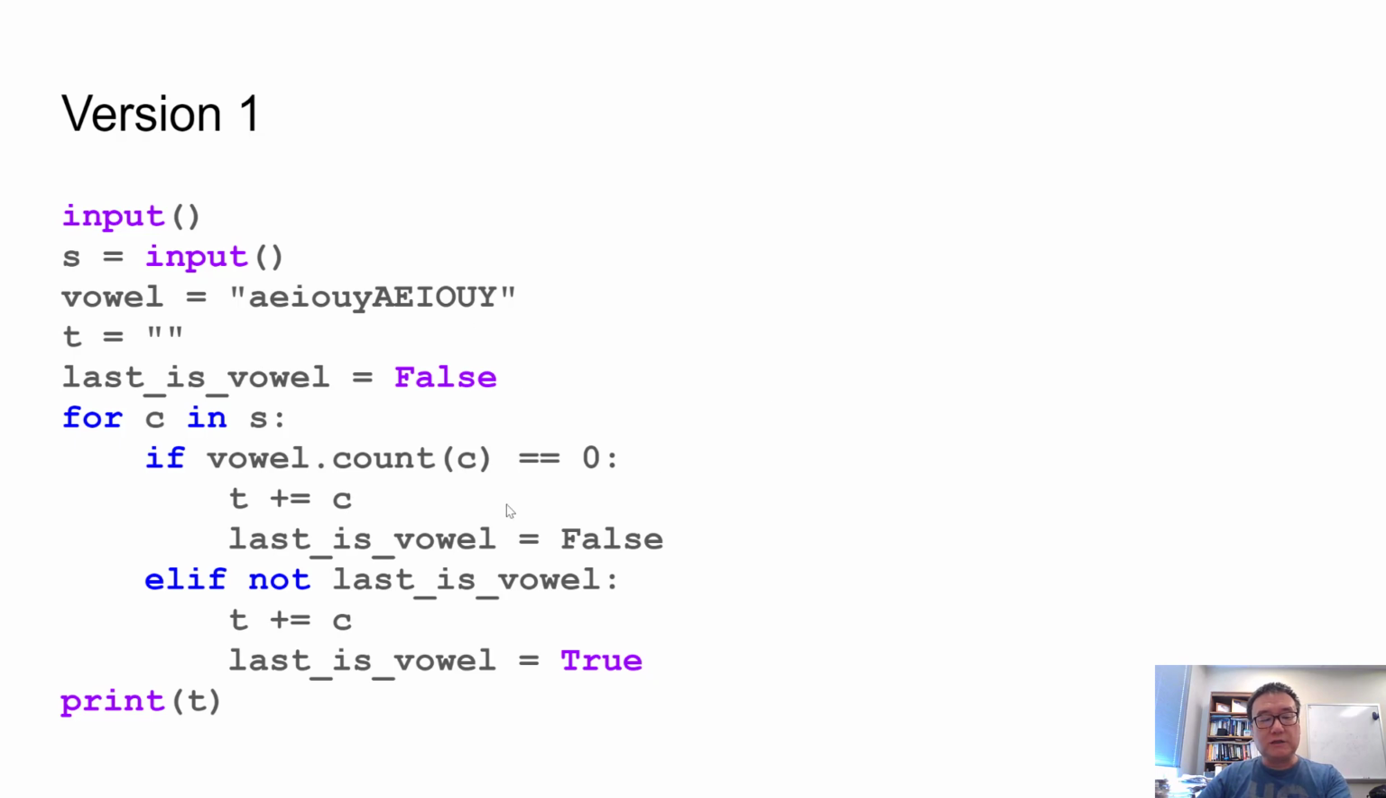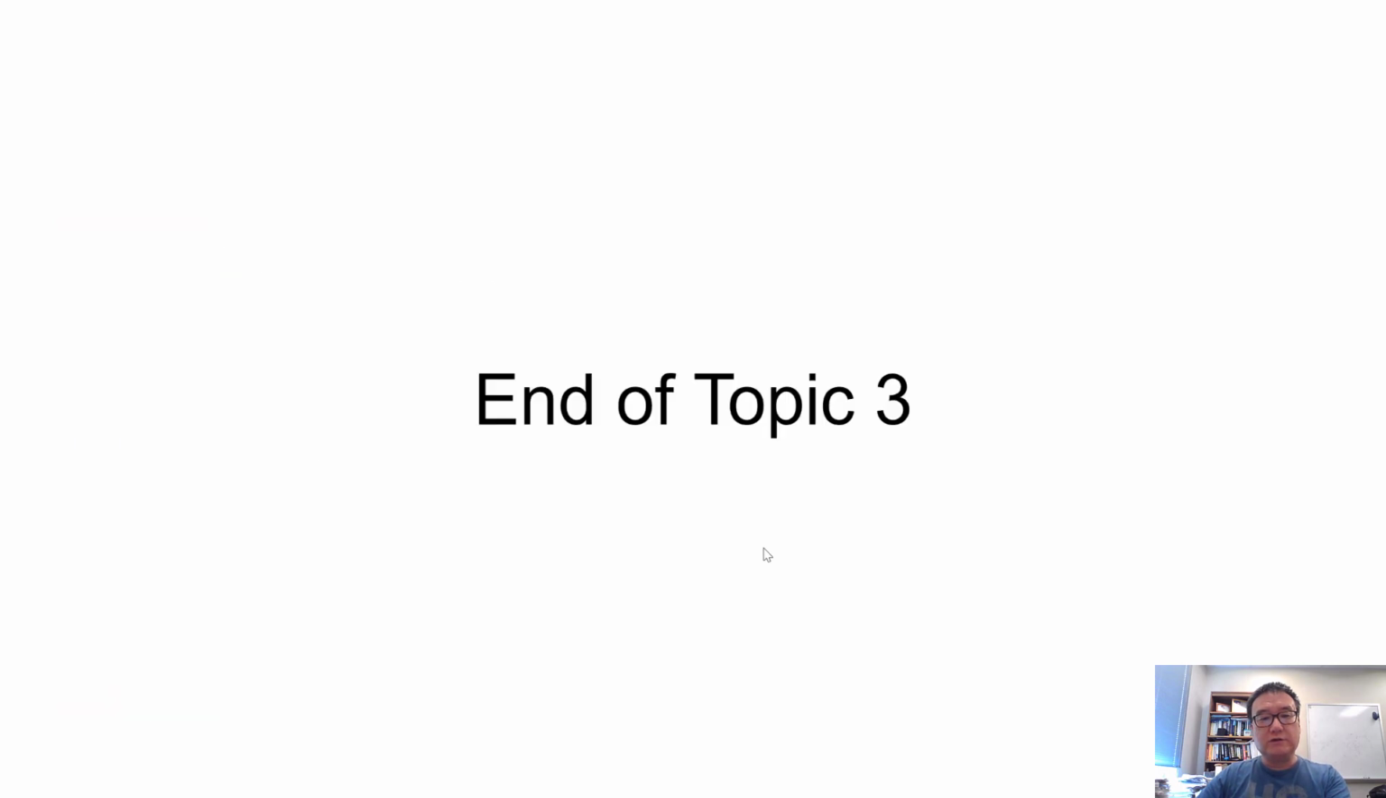So this version does that. This is similar to quite a few of the previous problems where we maintain one state, which is just whether the previous letter is a vowel or not. And this is a fairly common technique where we scan through something and maintain some state. And while we are scanning, we need to update that state to make sure that it's correct. So that's it for this topic.